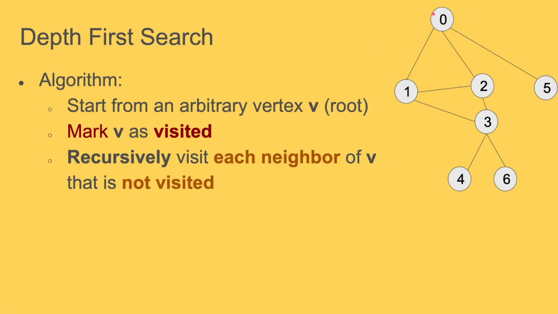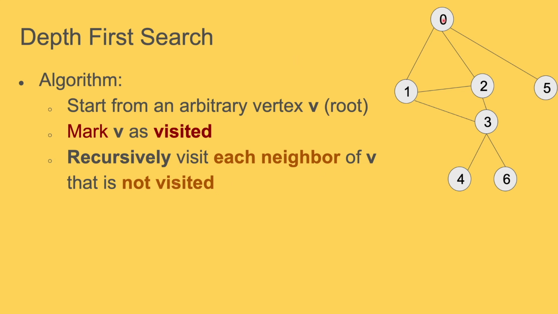Now, before we get to backtracking, let's get back to the basics and quickly review one familiar algorithm called Depth First Search. Depth First Search is a graph algorithm to iterate or search within the nodes of a graph. The algorithm is very simple. You start from an arbitrary vertex v, which we call root, you mark that as visited, and then you recursively visit each neighbor of v that is not visited.